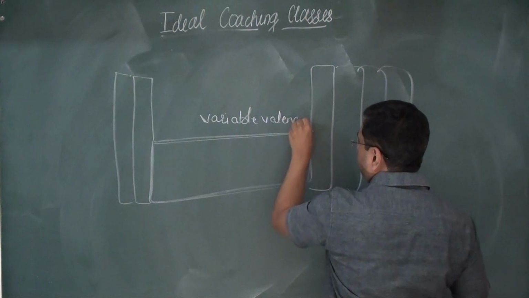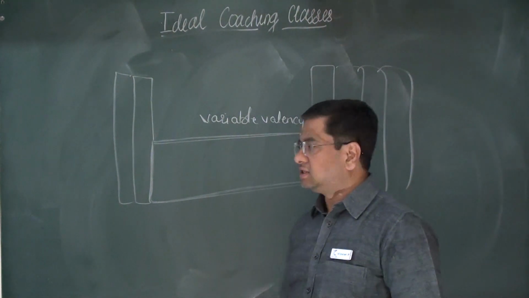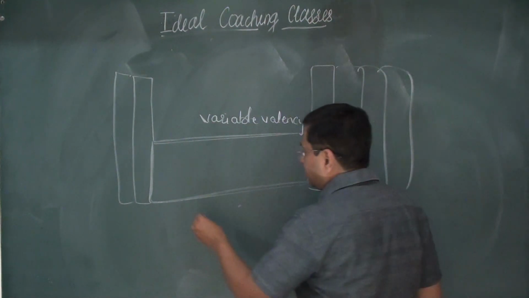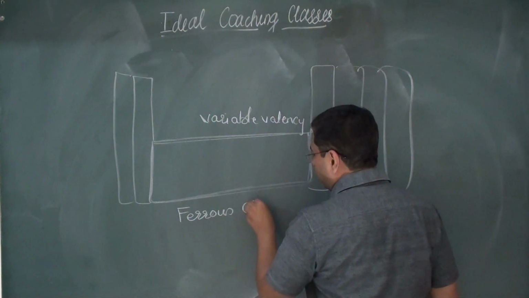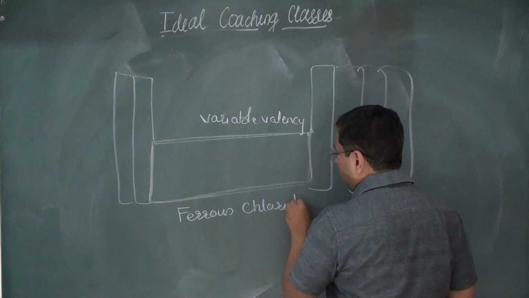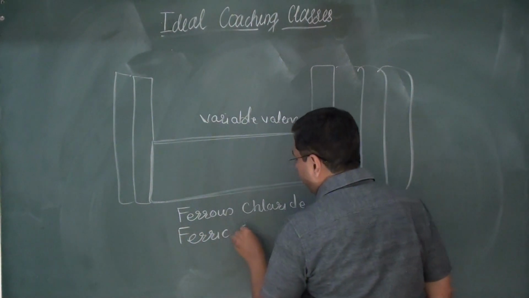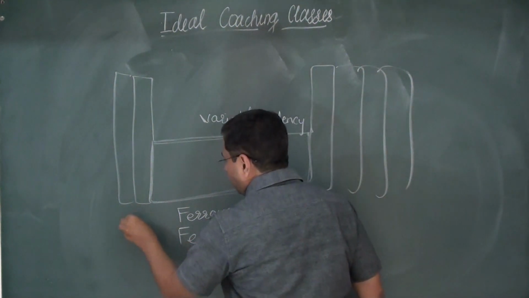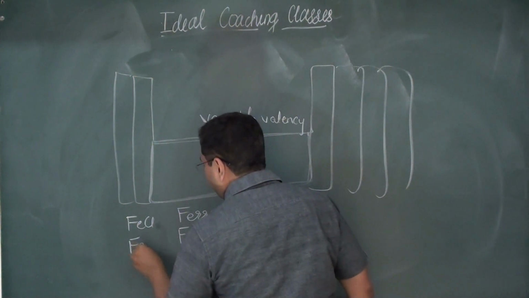Transition elements will show variable valency. Let us take an example and understand this and how we call these elements. Let us call a compound ferrous chloride and ferric chloride.